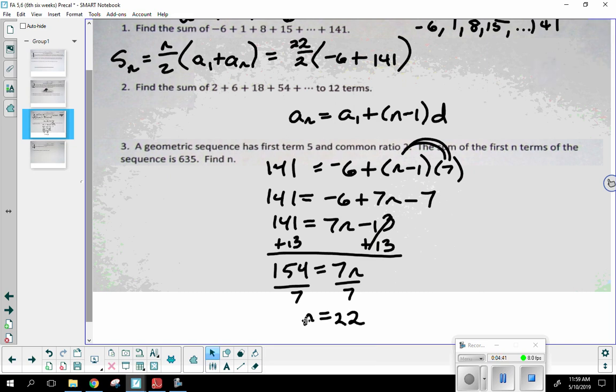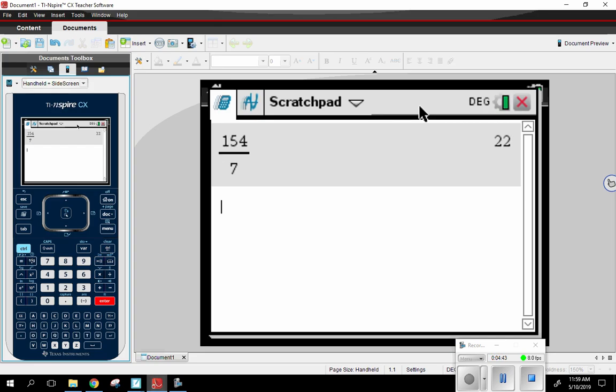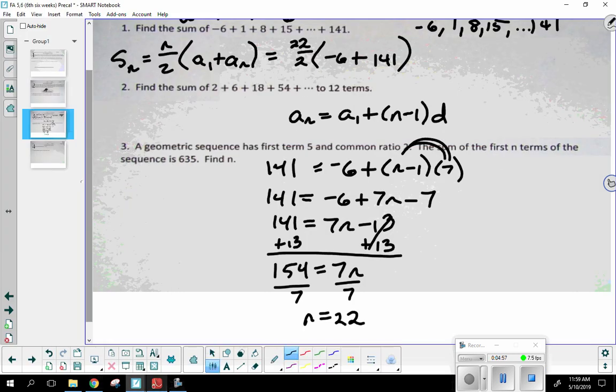What is 22 divided by 2? 11. So let's see here. I'm going to say 11 times the sum of -6 plus 141. Okay, so I would say the sum of those 22 terms should be 1,485. That's a 5. I'll write that better. There we go.